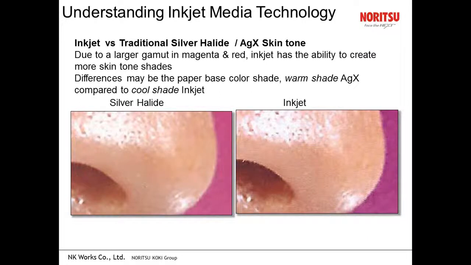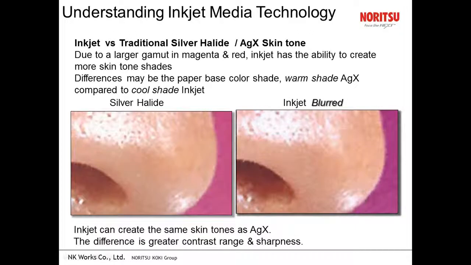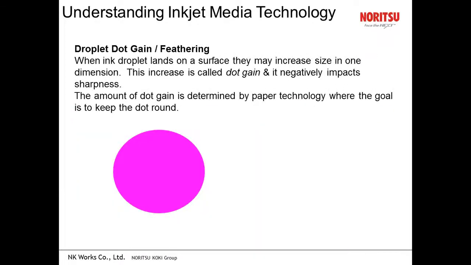The inkjet is not creating that information, it is printing it as it sees it on the file. But if we were to reduce the sharpness within the software program of inkjet and blur the image, note how the two of them have a very similar rendition now. So one of the objections between inkjet skin tone versus silver halide may have to do with the sharpness itself and less with the color itself.